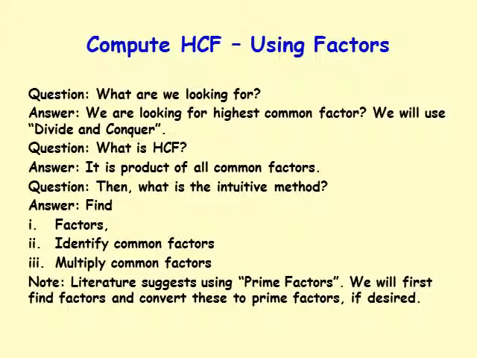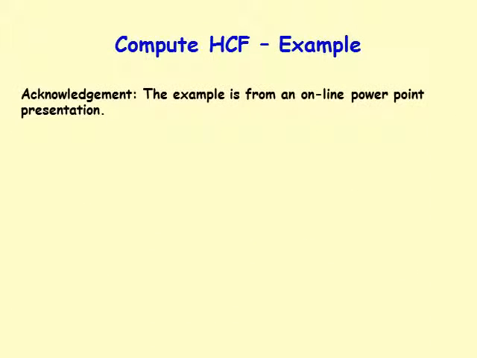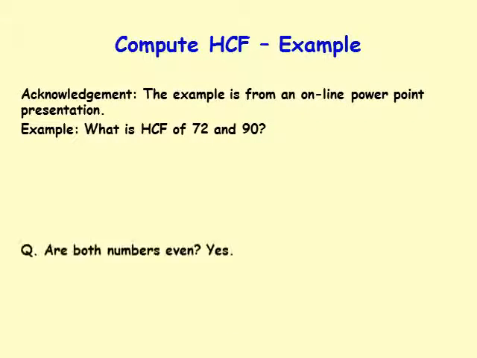Here is an example. I'm getting this example from an online PowerPoint presentation, and there might be some other examples from the same presentation in this video. What's the HCF of 72 and 90? It discusses two methods: by factors and by a list.